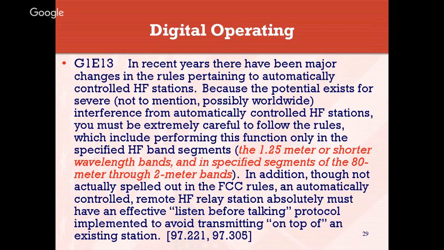In recent years, there have been major changes in the rules pertaining to automatically controlled HF stations. There is a potential that exists for severe interference from automatically controlled HF stations. And you must be extremely careful to follow the rules, which include performing this function only in the specified HF band segments. The 1.25 meter or shorter wavelengths, and specific segments of the 80 meter through 2 meter bands, are of particular interest. And although it's not spelled out in the FCC rules, an automatically controlled remote HF relay station absolutely must have an effective listen before talking protocol implemented to avoid transmitting on top of an existing station.